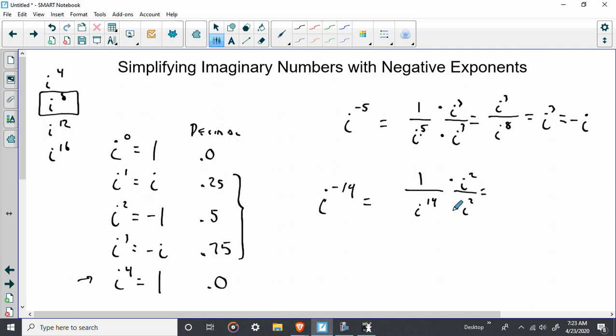Okay, so again, i to the 14th times i to the second is going to be i to the 16th. Again, I'll write it out for now. We're not always going to write it out. And the top is going to be i to the second. I to the 16th is just 1, right? 16 divided by 4 is 4. That is a no remainder answer. And so what am I left with? I squared, which in this case is negative 1.